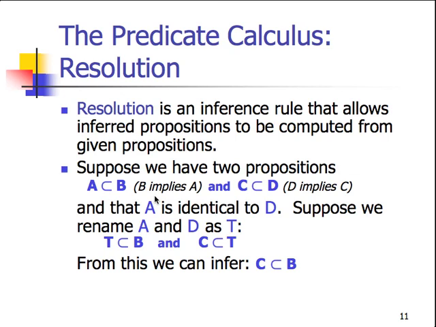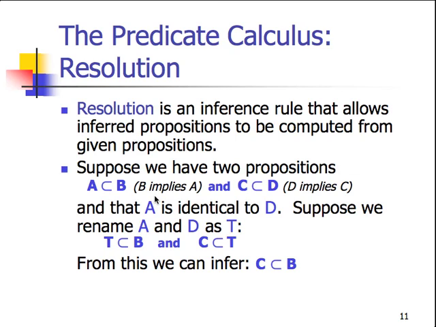So let's see, resolution. Resolution is an inference rule that allows inferred propositions to be computed from given propositions. So suppose that we have two propositions. We have B that implies A, and then we have D that implies C, and then we can substitute and come up with a new proposition with that. And that A is identical to D. Suppose that we rename A to D as T, and then we can say that B implies T, and that C implies, or excuse me, that T also implies D.